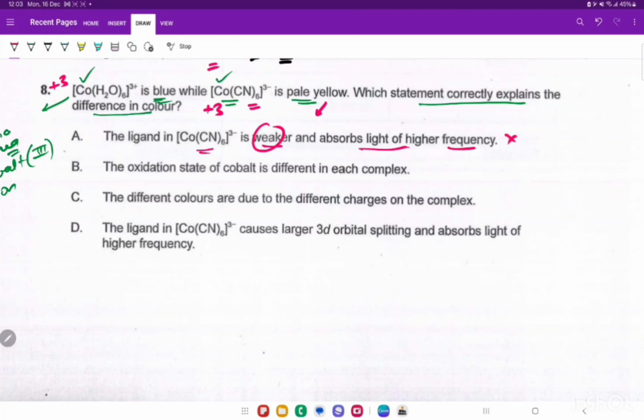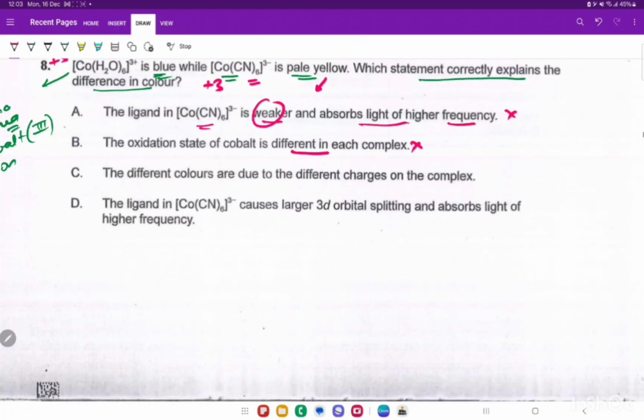That is wrong. Oxidation state of cobalt is different in each complex is also wrong. The oxidation state is the same. Different colors are due to the different charge on the complex ion. The charge on the complex ion is the same, it's also wrong. If I look at the charge, it's 3 minus and 3 plus, so this also does not control the color.